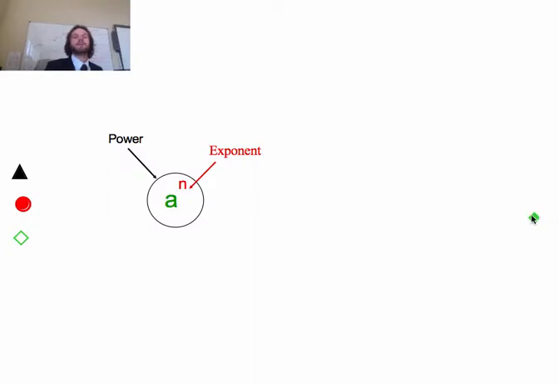And the next one here, the A is my base. So those are three definitions you must know. When we say power, it's referring to everything. The exponent only refers to this little n, the little guy on top, how many times we multiply the base together. And the base is the thing that we're multiplying together.